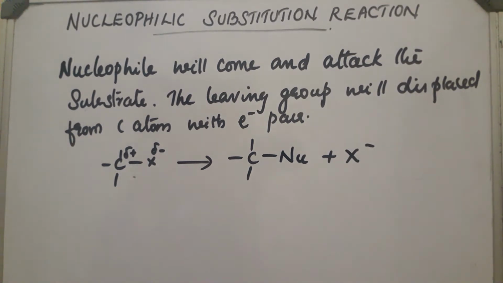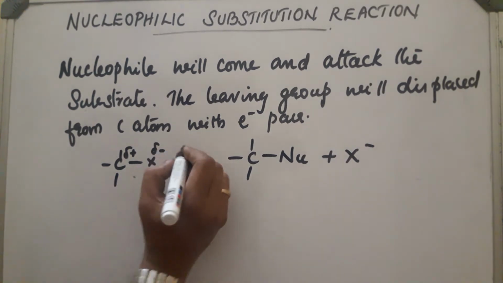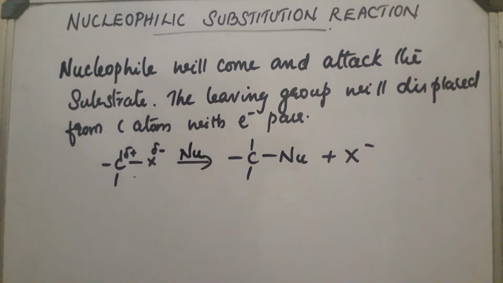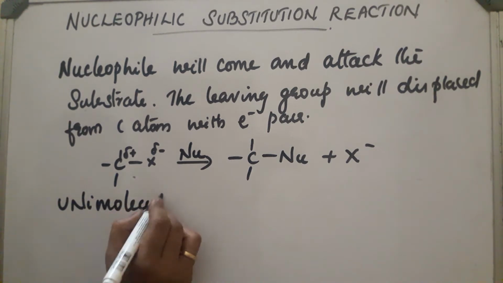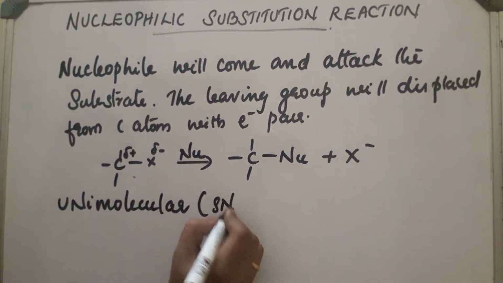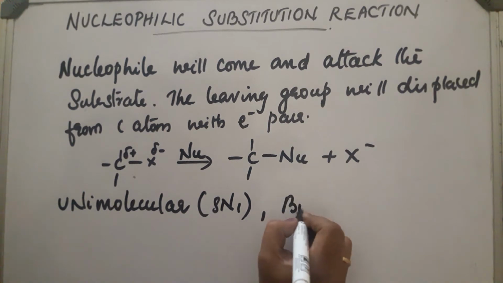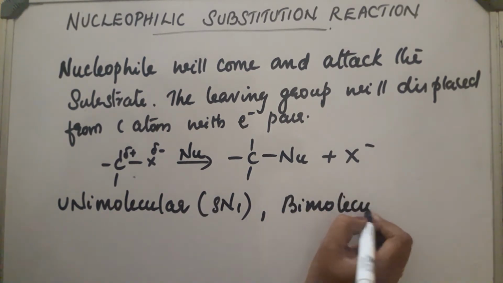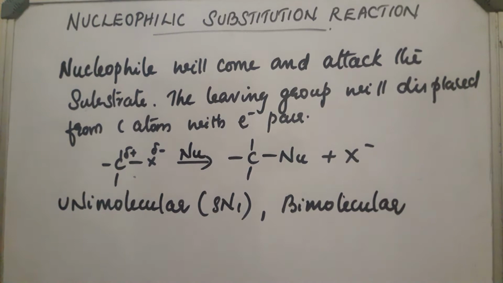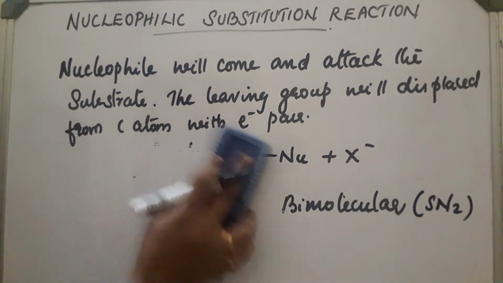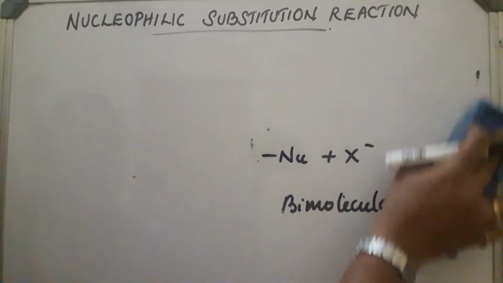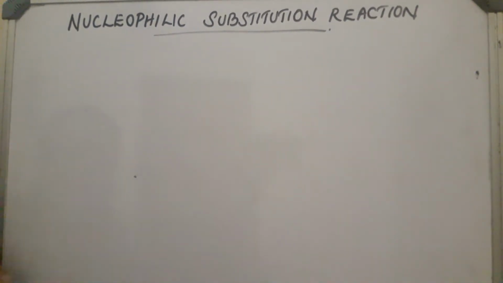This nucleophilic substitution reaction is of two types. Which are they? The first one is the unimolecular nucleophilic substitution reaction, or SN1 reaction, and the second one is the bimolecular nucleophilic substitution reaction, or SN2 reaction. Let us see them one by one. First one, SN1 reaction.